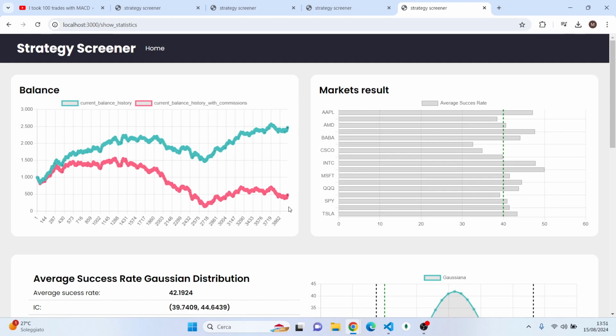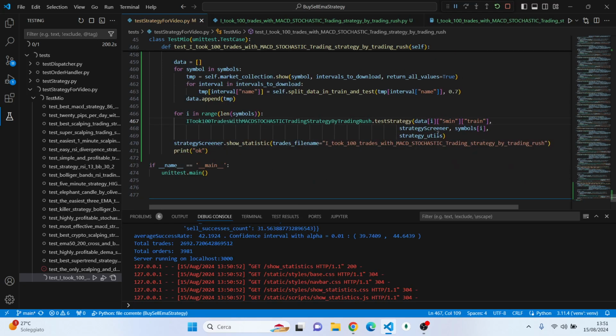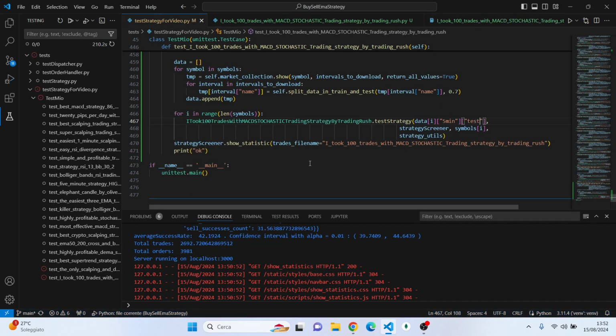Anyway, let's try to run the strategy on the test dataset, because the test dataset is always the final test to pass in order to say if a strategy is profitable or not. I remind you that the test dataset is data that my software has never seen, so it is totally new for it. Let's see if the strategy is profitable or not on the test dataset.